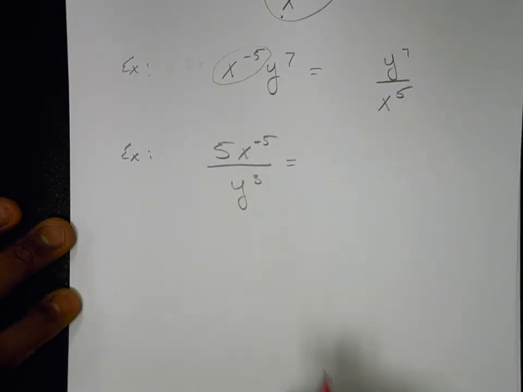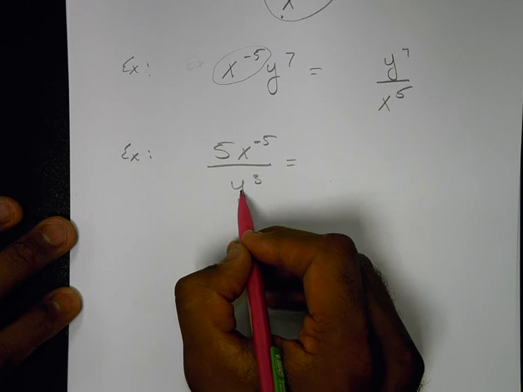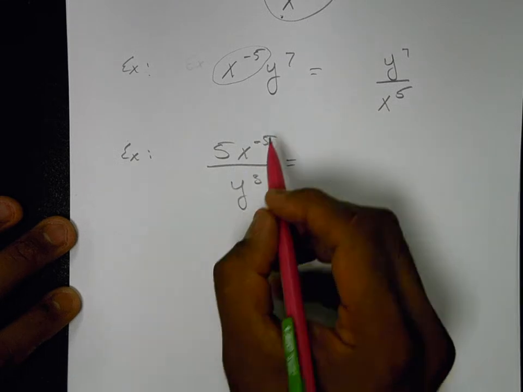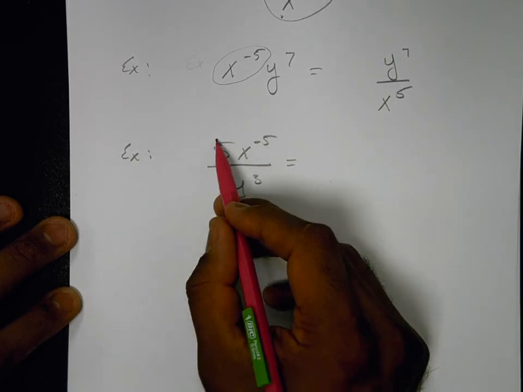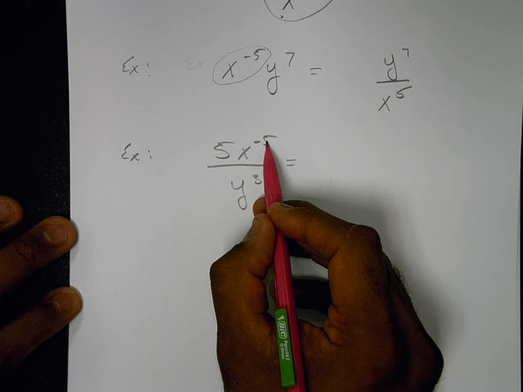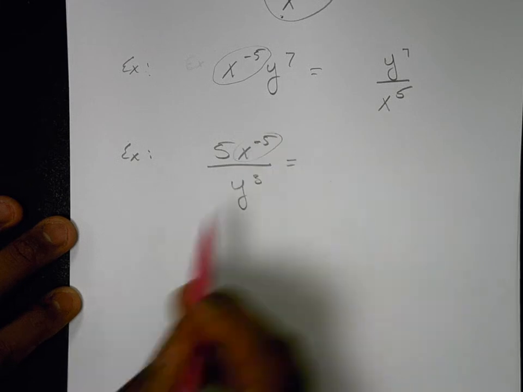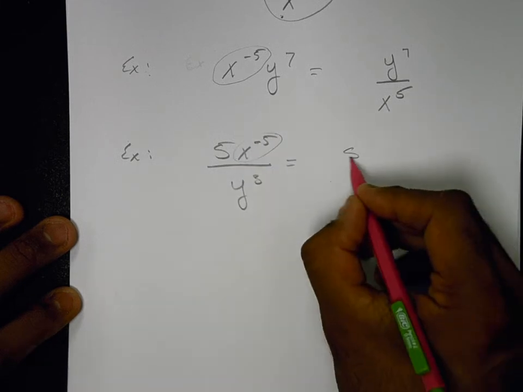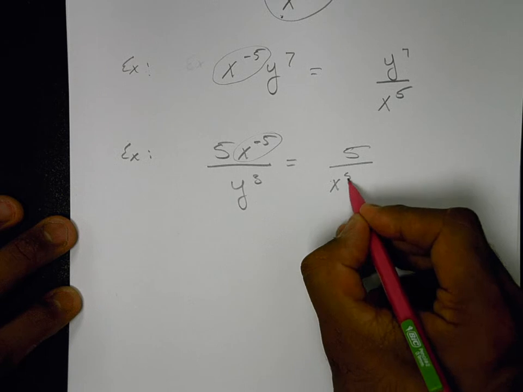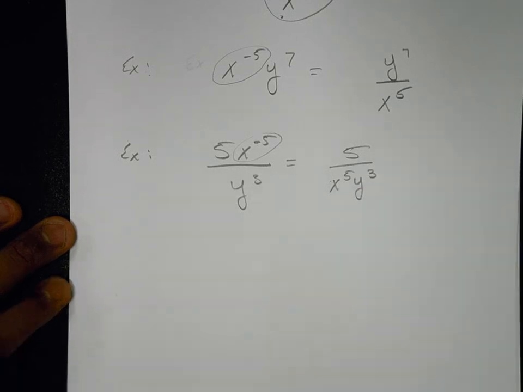So now I've got 5x to the negative 5 all over y to the third. So same thing, there's no parentheses around this, so this negative 5 is only on that right there. So this one turns out to be this.